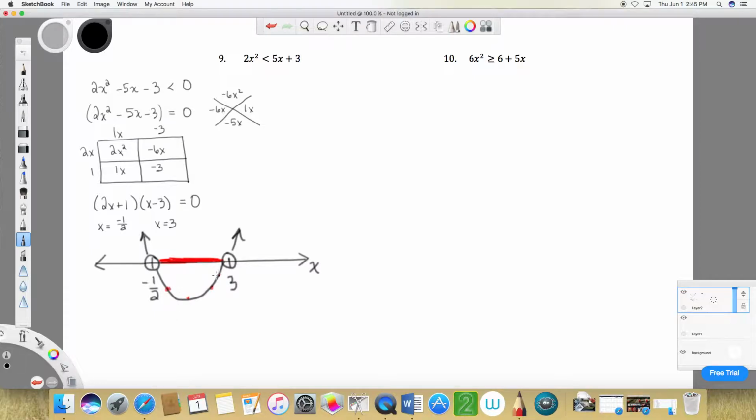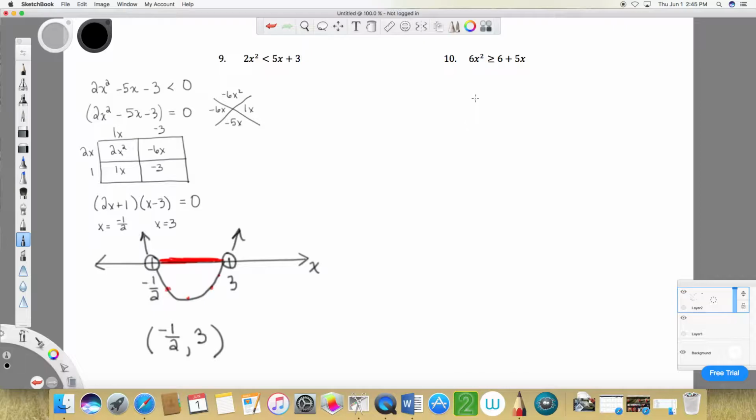I want to write that in interval notation. So I want to exclude these endpoints, so I use parentheses, not brackets. It's always a smaller number, comma, a larger number. So negative 1/2, comma, 3. That's my solution set. And like I say, I exclude those endpoints.